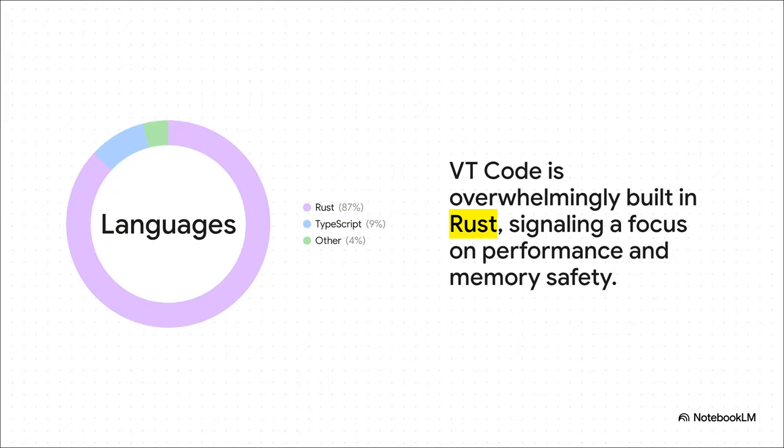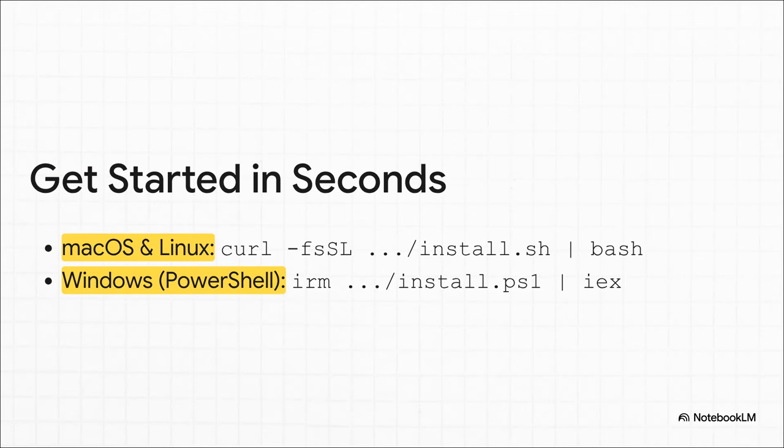For those of you who like to peek under the hood of the tools you use, check this out. The project itself is overwhelmingly built in Rust. To a technical audience, that's a huge signal. It screams performance, memory safety, and a real commitment to building a reliable, blazing fast tool that will never get in your way. And maybe the best part, getting started is ridiculously easy. You can literally be up and running in a matter of seconds with a single command. For Mac and Linux, it's your standard curl to bash pipeline. For Windows, a similar one-liner in PowerShell. There's basically zero friction to just trying this thing out for yourself.